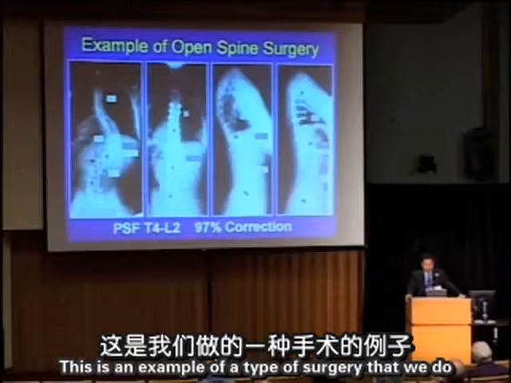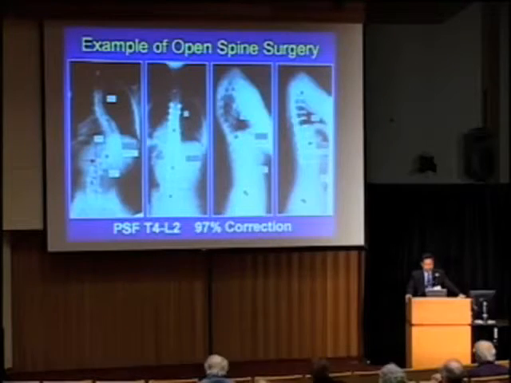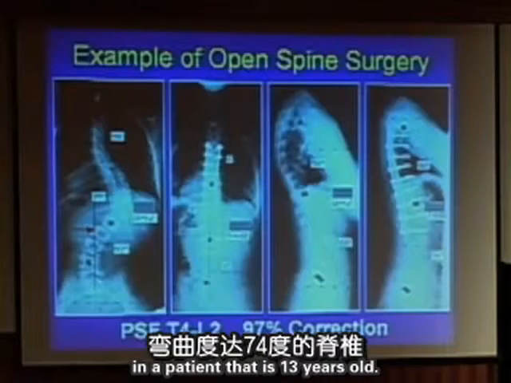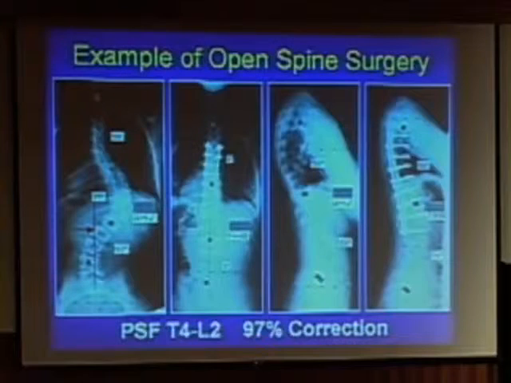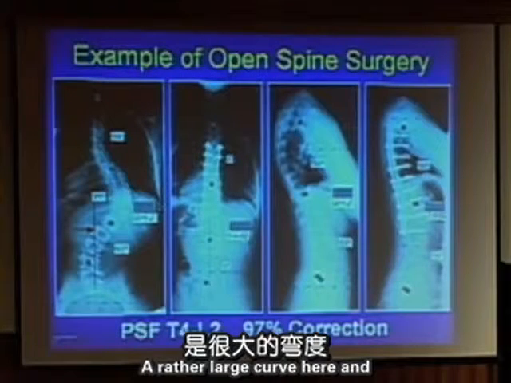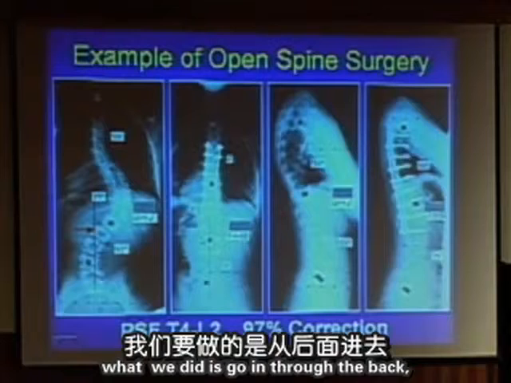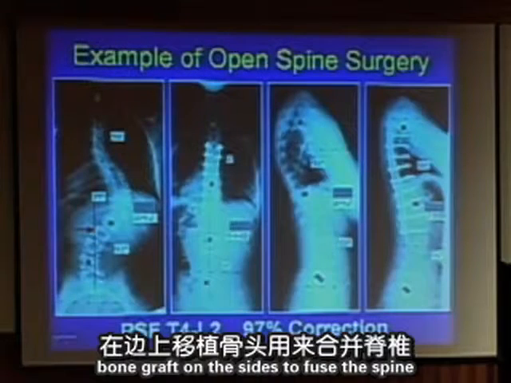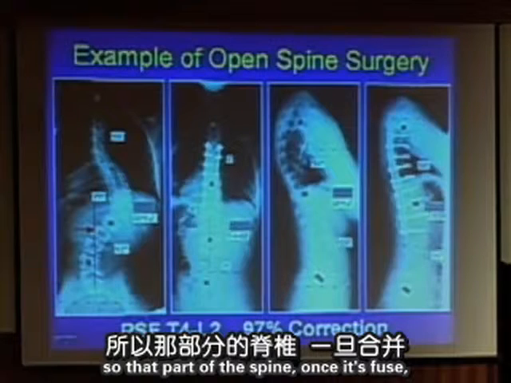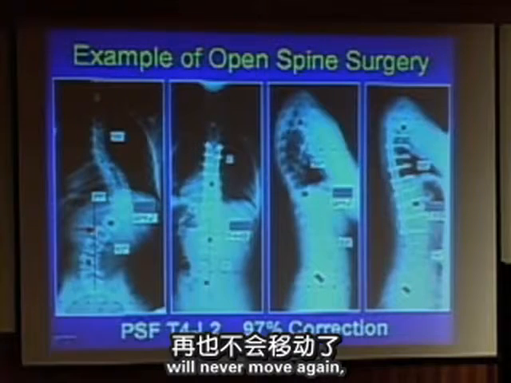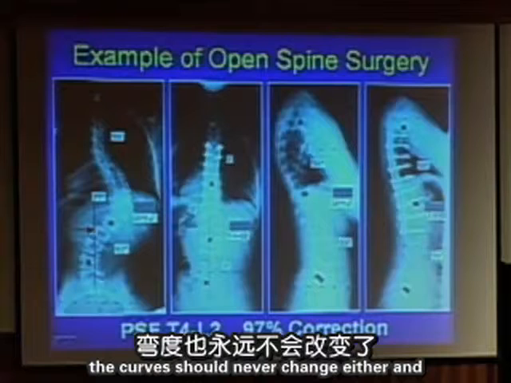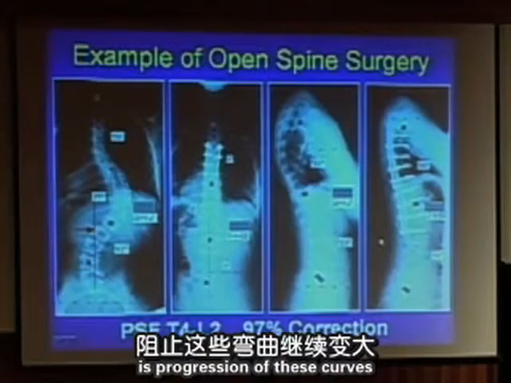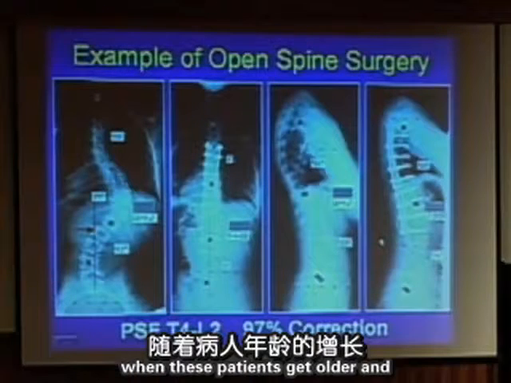This is an example of a type of surgery that we do. And you see this is a 74-degree curve in a patient who's 13 years old. A rather large curve here, and what we did is, just going from the back, we put in screws and rods in the back and bone graft on the sides to fuse the spine. So that part of the spine, once it's fused, will never move again, but the curves should never change either. And what we're trying to prevent is progression of these curves when these patients get older.